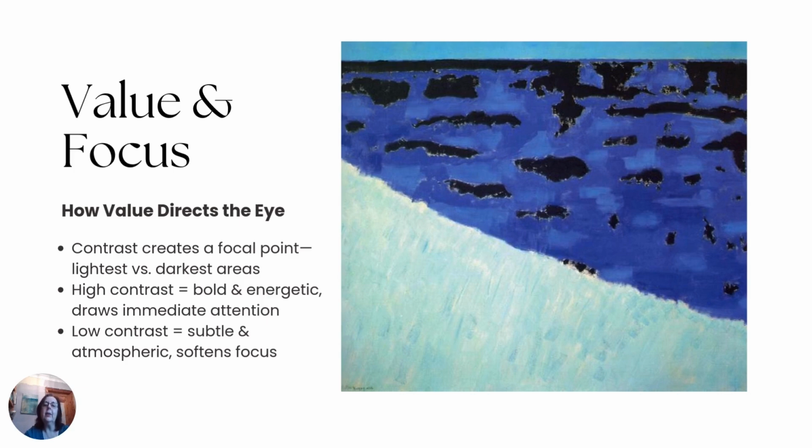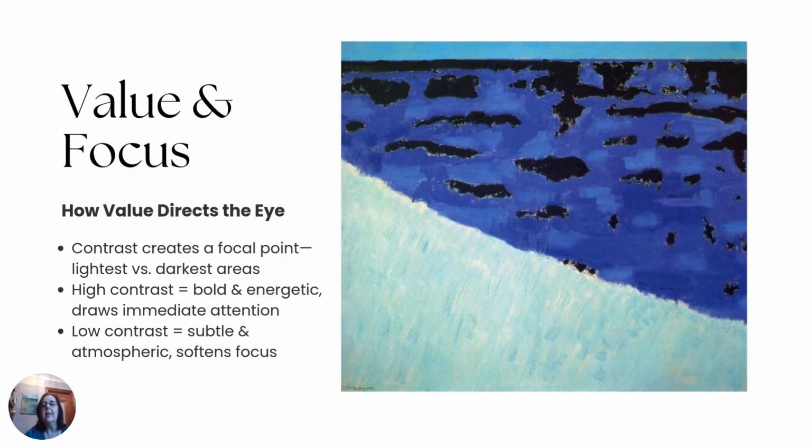Now that we understand how value shapes a painting, it's important to think about how to organise light and dark to create impact. This is called value hierarchy, the way values are arranged to lead the viewer's eye. High contrast, where dark and light are placed next to each other, creates a bold, energetic effect. It immediately pulls focus, making certain areas stand out. Mid-tone harmony, where everything stays within a similar range, gives a painting a soft, dreamy or misty quality. It creates atmosphere rather than drama.